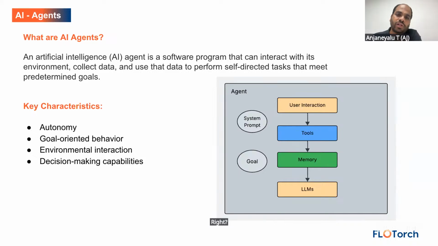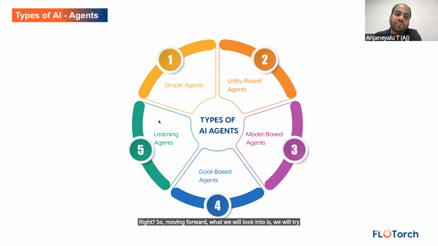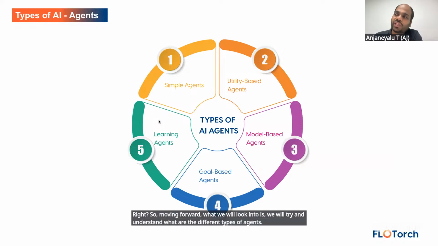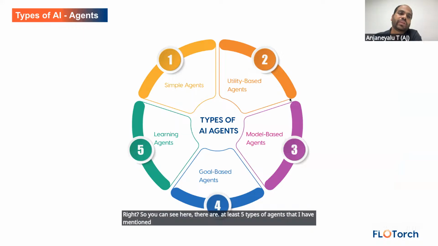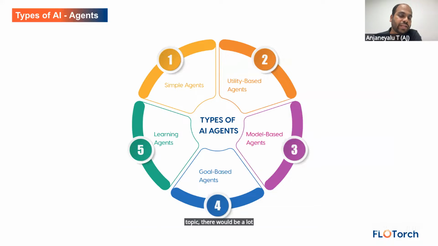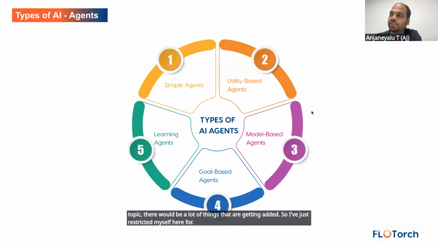Moving forward, we will try to understand the different types of agents. You can see here there are at least 5 types of agents that I have mentioned. You can think there are 7 or 8, because as I said, it's an evolving topic and there would be a lot of things getting added. So I've just restricted myself here to 5 different types of agents.